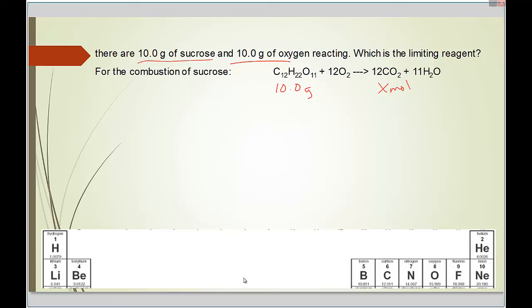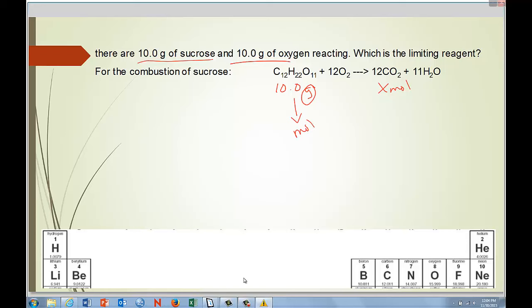However, I'm starting off in grams this time. In order to go from one compound to another compound, I have to go through moles. I have to go from moles of one to moles of the other. So in order to go from grams to moles, I'm going to need the molar mass of C12H22O11.